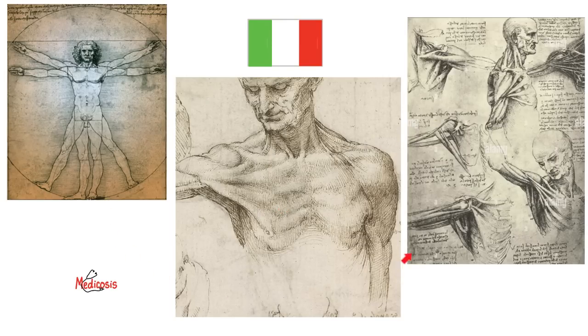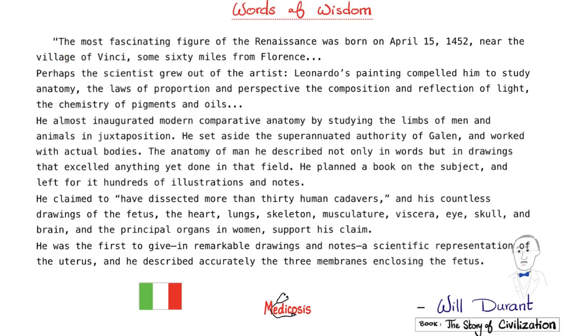These anatomy illustrations are more than 500 years old, drawn by my faithful student, my boy Leonardo, the man who did not break the pasta. The most fascinating figure of the Renaissance was born on April 15th, 1452, near the village of Vinci, some 60 miles from Florence. Perhaps the scientist grew out of the artist. Leonardo's painting compelled him to study anatomy, the laws of proportion and perspective, the composition and reflection of light, the chemistry of pigments and oils. He almost inaugurated modern comparative anatomy by studying the limbs of men and animals in juxtaposition.